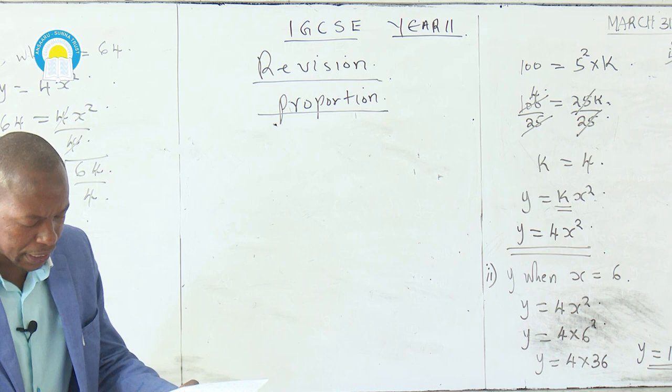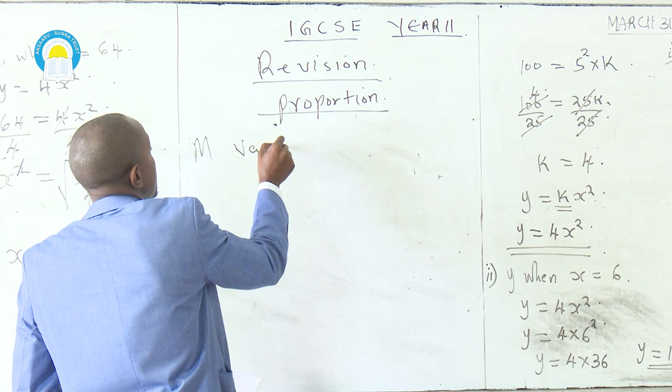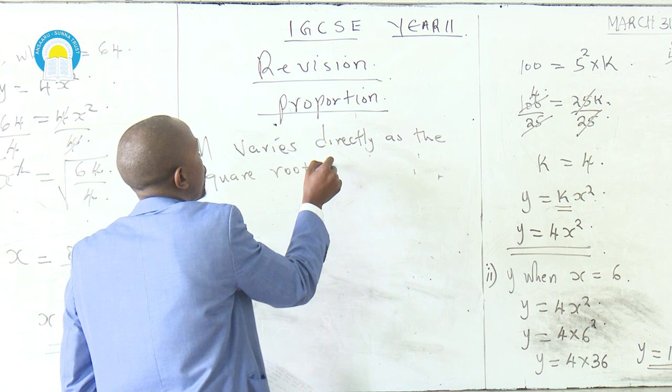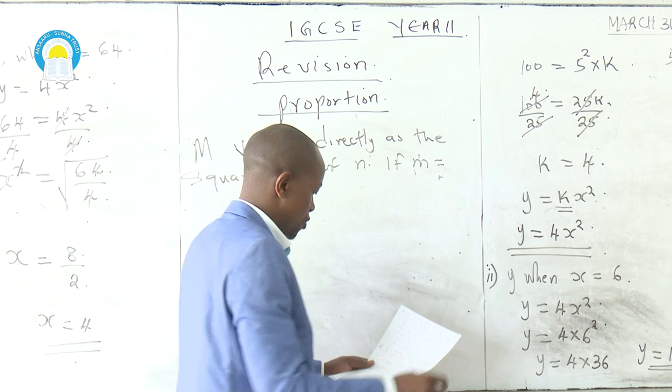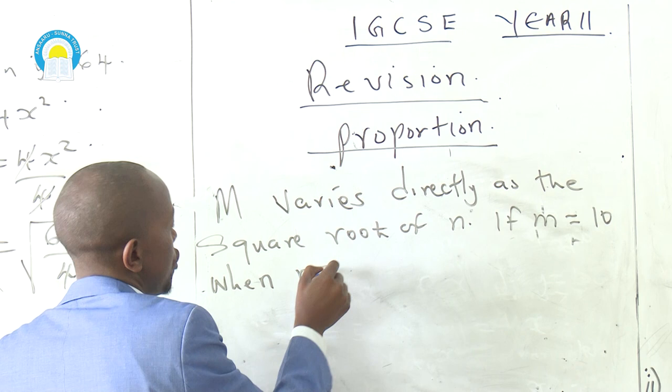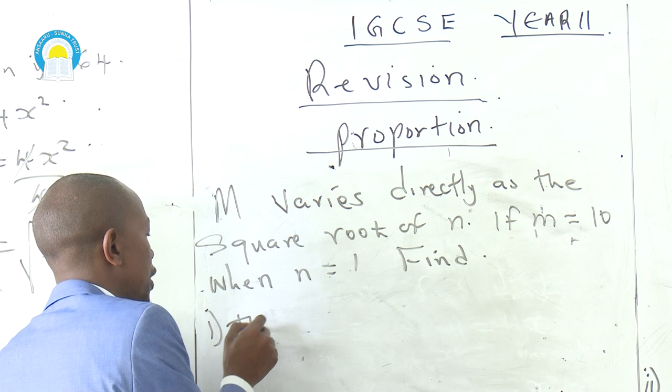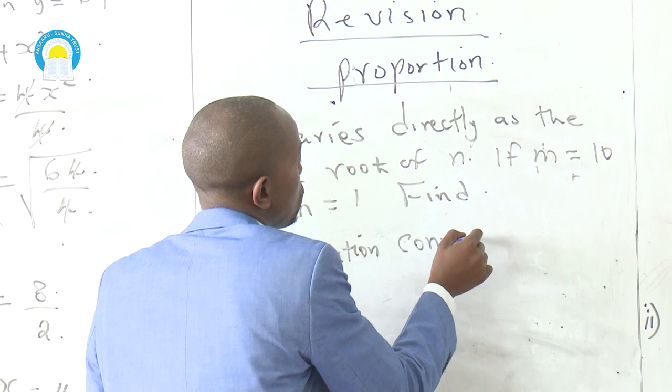M varies directly as the square root of n. If m is equal to 10 when n is equal to 1, find Roman 1, the equation or the formula connecting the variables.